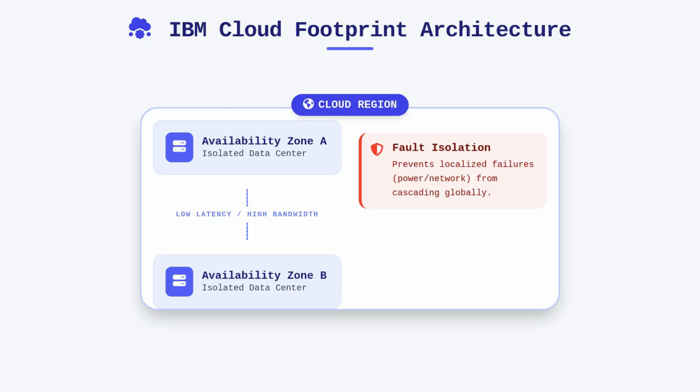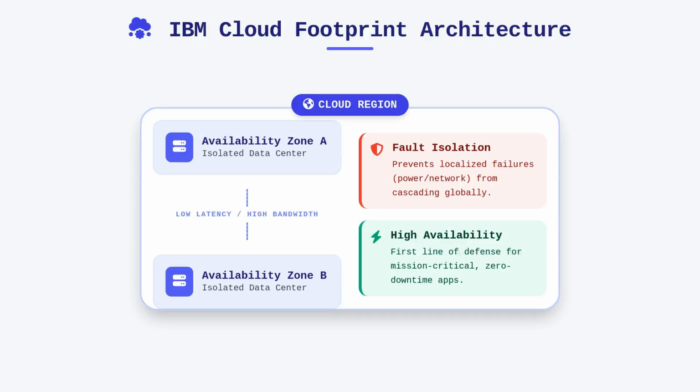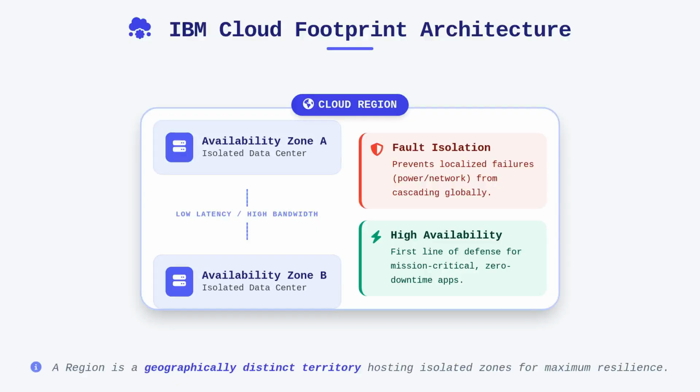By design, a region is meant to contain potential failures, preventing a localized event from cascading across the entire global infrastructure. If a power grid issue or a network disruption occurs in a specific area, it should remain limited to that environment, thereby protecting the rest of your business workloads elsewhere. This localized high availability is the first line of defense for critical applications that cannot afford downtime.